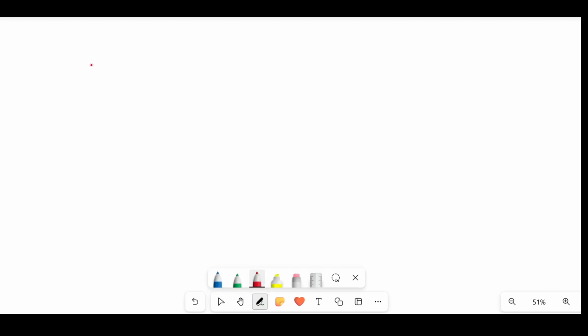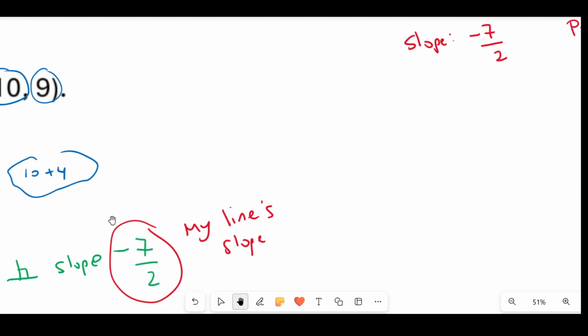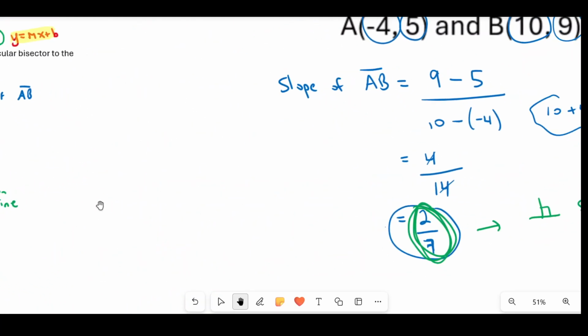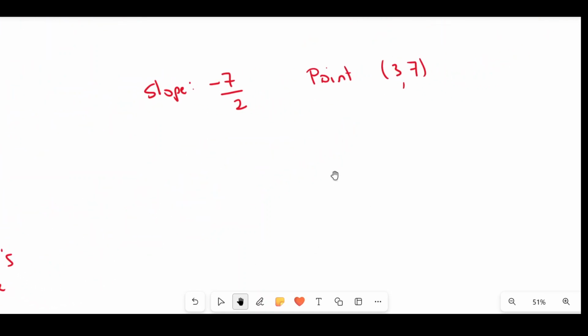We know that there is a slope of negative 7 over 2, and there is a point of 3 comma 7. I'm just going to double check because I don't want to have that wrong. Yay, I got the slope right. And yay, I got the point right. Okay, so that's the information we have. We found the midpoint, that's the point. We found the slope and made it perpendicular.